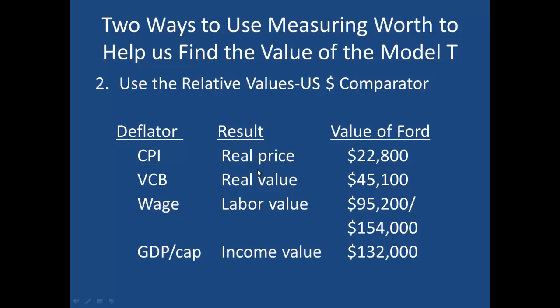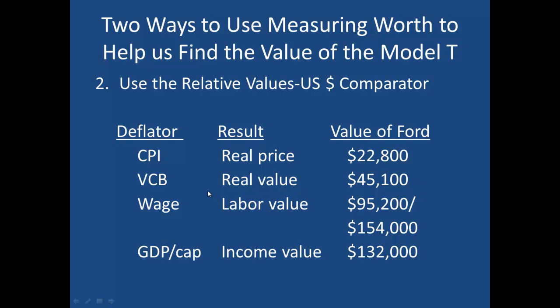Our first result is called the real price, and it uses the CPI. Notice we get nearly the same result as we got when we did some of the calculation ourselves. The other results differ only in that they use a different deflator, or measure of the increase in prices over time. Thus, they are asking slightly different questions about the value of the Model T.